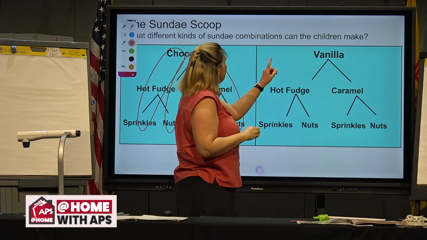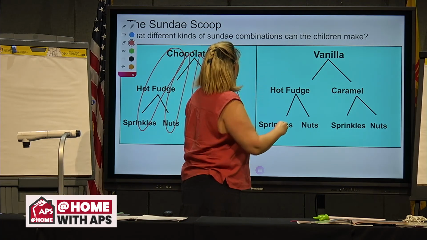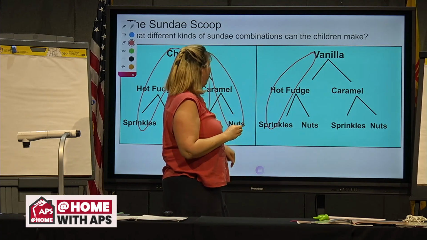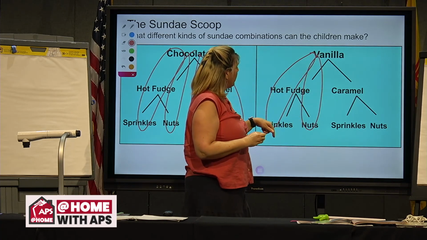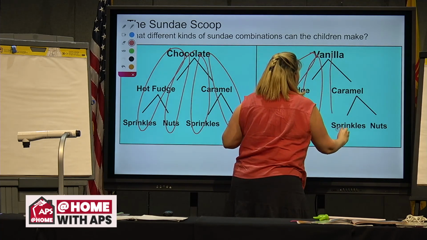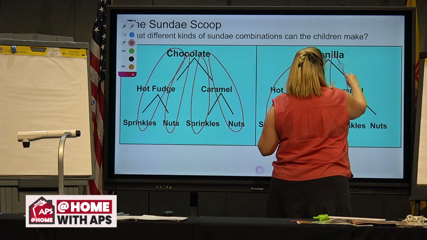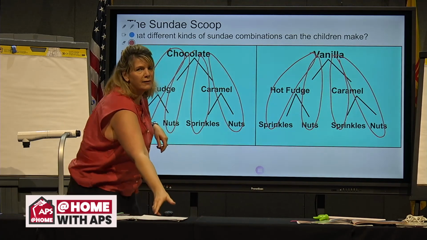We had vanilla, that's just the chocolates, right? Vanilla, hot fudge, and sprinkles. Oh, I'm getting hungry just thinking about it. Vanilla, hot fudge, and nuts. And then vanilla, caramel, and sprinkles. Now we're up to 7, right? And our last one, we had vanilla, caramel, and nuts. So how many was that all together?